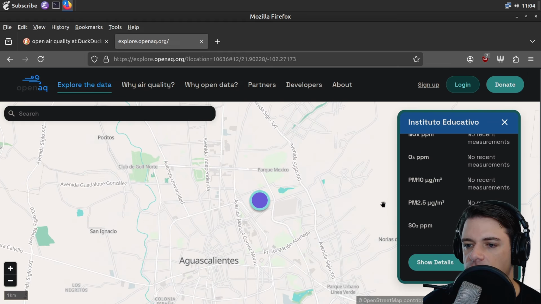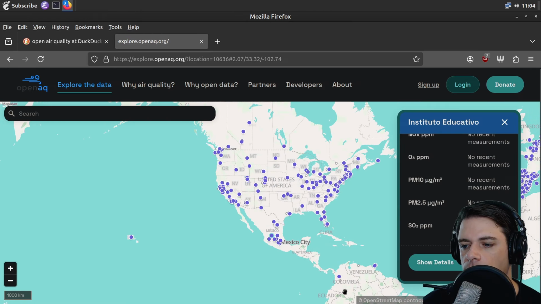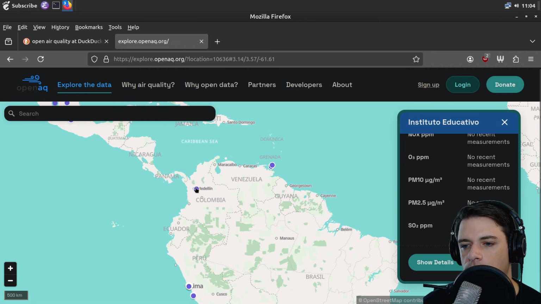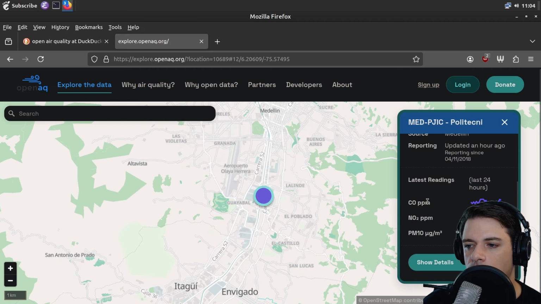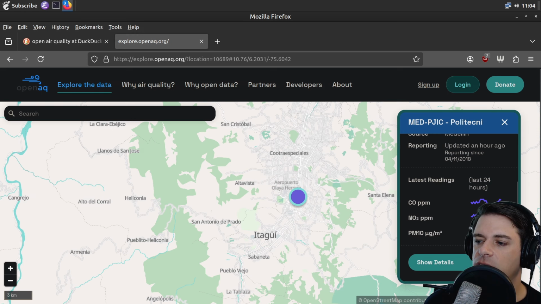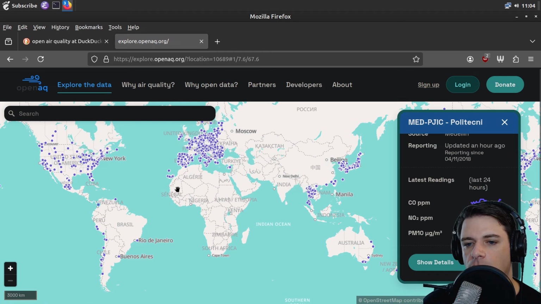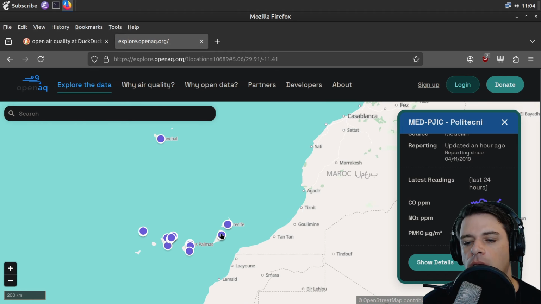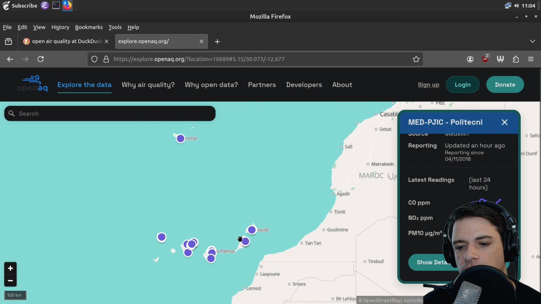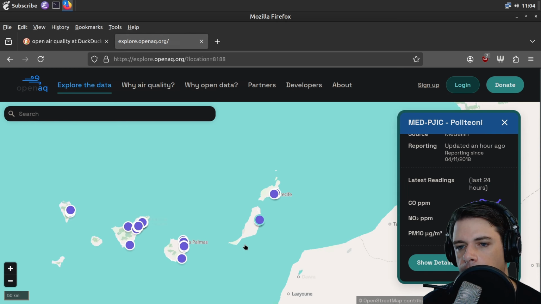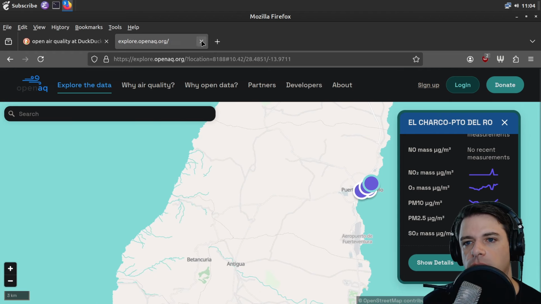There's not a lot of recent measurements here. How about Colombia? Okay, so the PM10s are spiking here, but we don't have the PM2.5s. And then is there anything in Africa? Nobody, well, what's this? I actually don't know what these islands are. Is this Las Palmas?